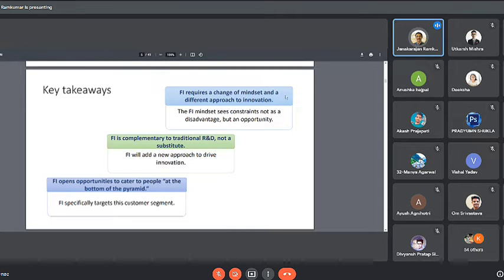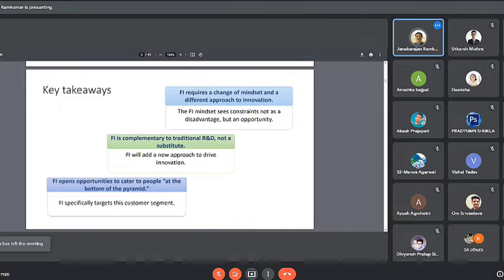Frugal innovation requires a change in mindset and a different approach to innovation. With the existing traditional approach, if you try to come up with solutions, you will never be able to do it. So that is frugal innovation, trying to think out of the box.